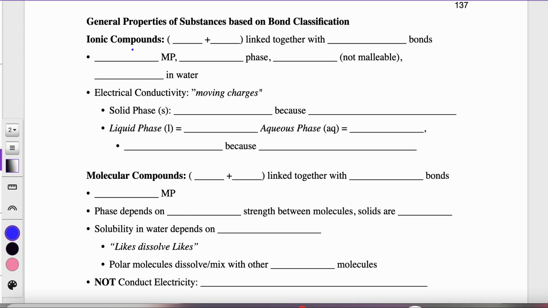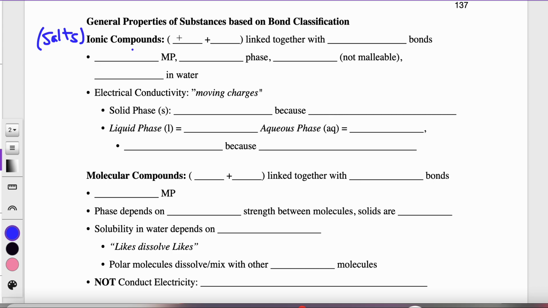Of substances based on their bond classifications. Get this stuff memorized so that you are successful at answering these types of questions. So, ionic compounds. What do we call ionic compounds at home? Outside of chemistry class, we tend to refer to them as salts.